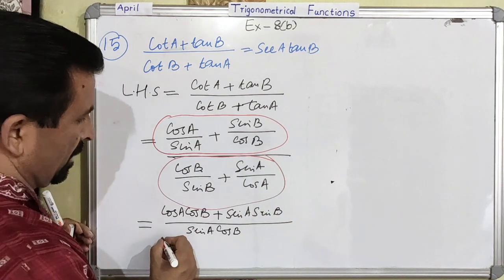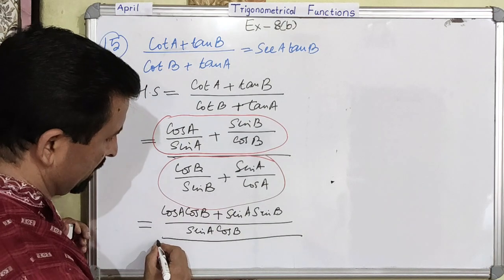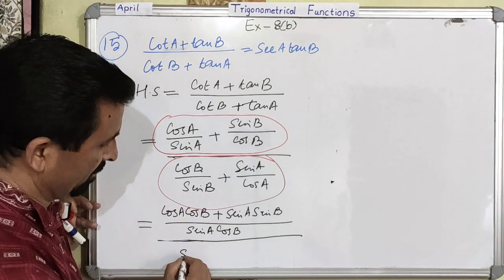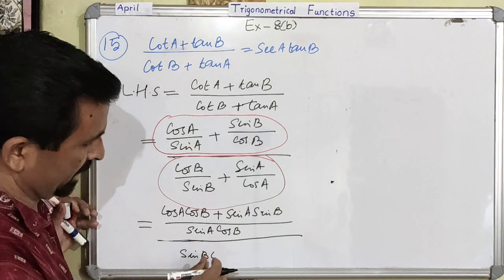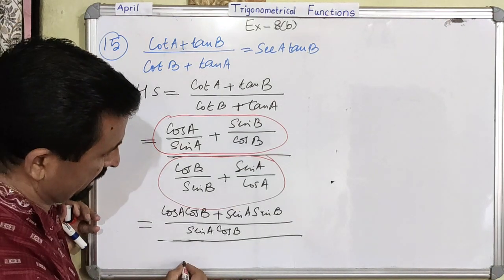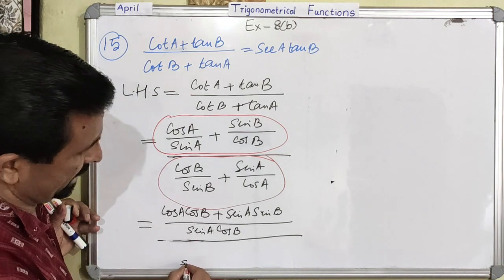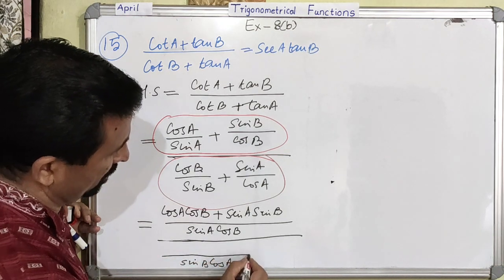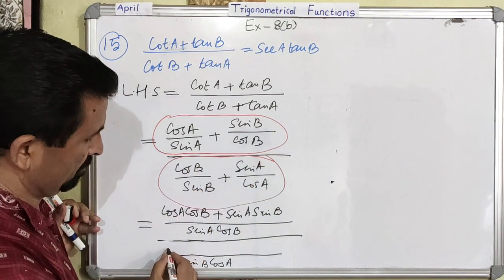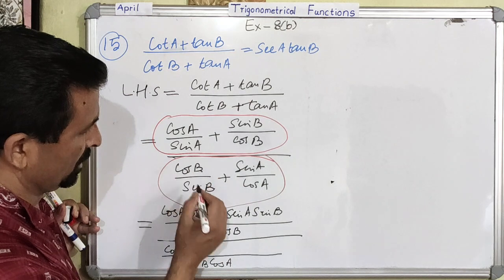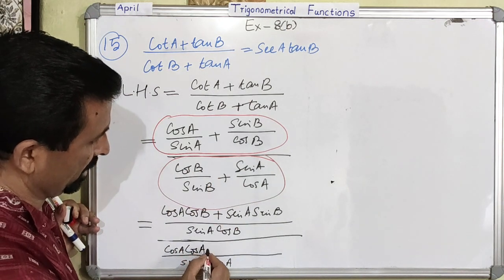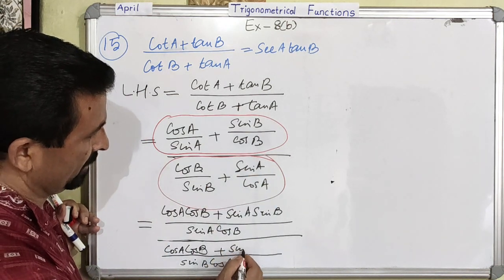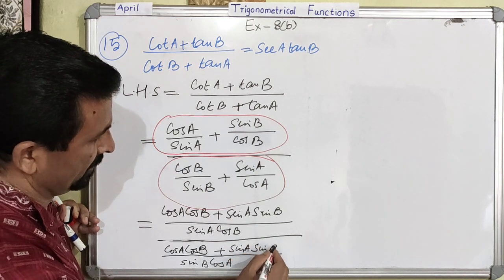Are you getting it? Now let us come to the denominator part. Similarly, the LCM is sin B cos A. I will write small, I have to make some space. Sin B cos A. Numerator now: cos A cos B, and now this way it will go, sin A and sin B.